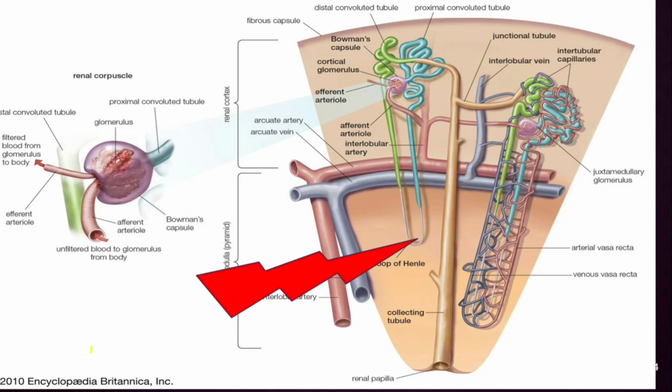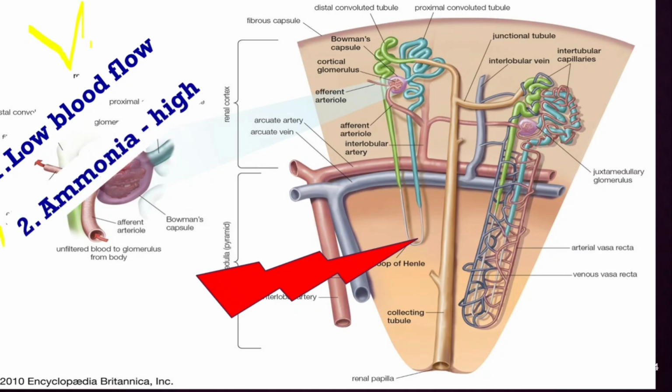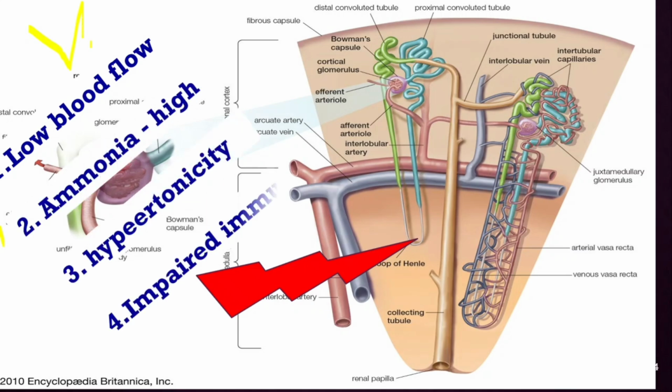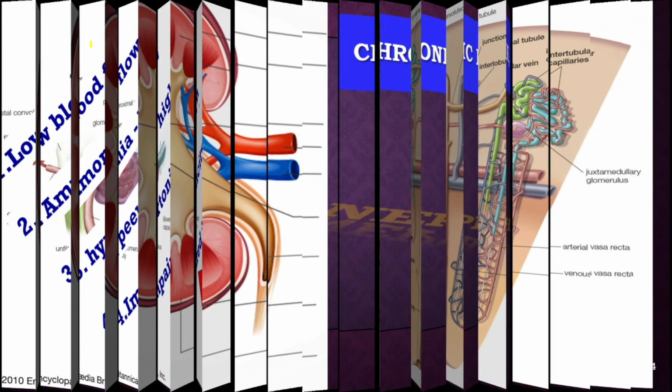As I already told in the beginning, chronic malnutrition and immunocompromised state are important, but in the loop of Henle, what are the parameters? An MCQ for the super specialty entrance preparators: low blood flow, high amount of ammonia, hypertonicity, and impaired immune response in those areas. Those are the important parameters which lead to the establishment of these bacilli in the loop of Henle, which forms the abscess.